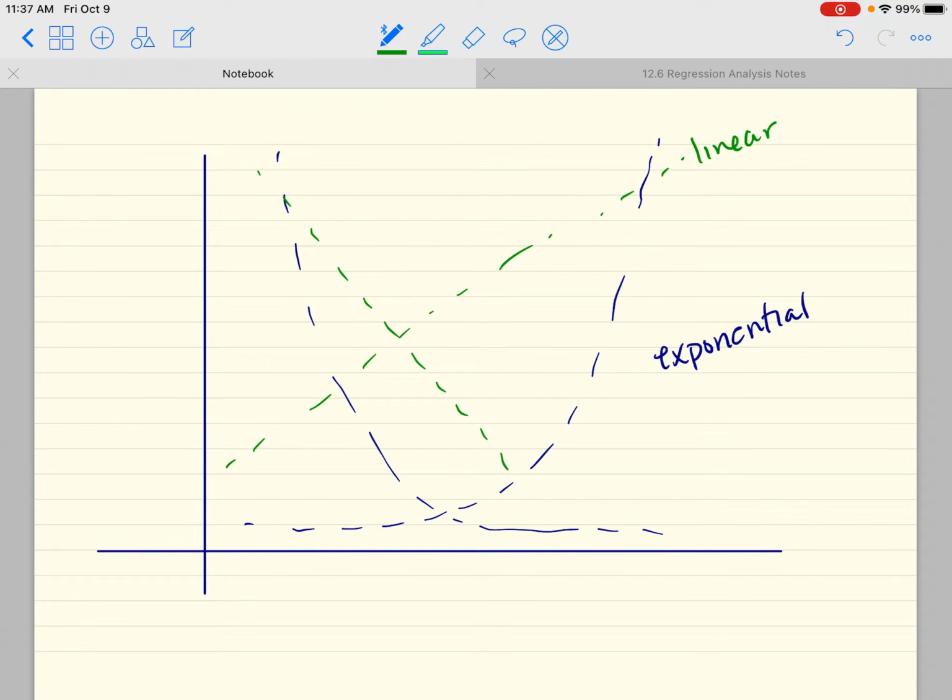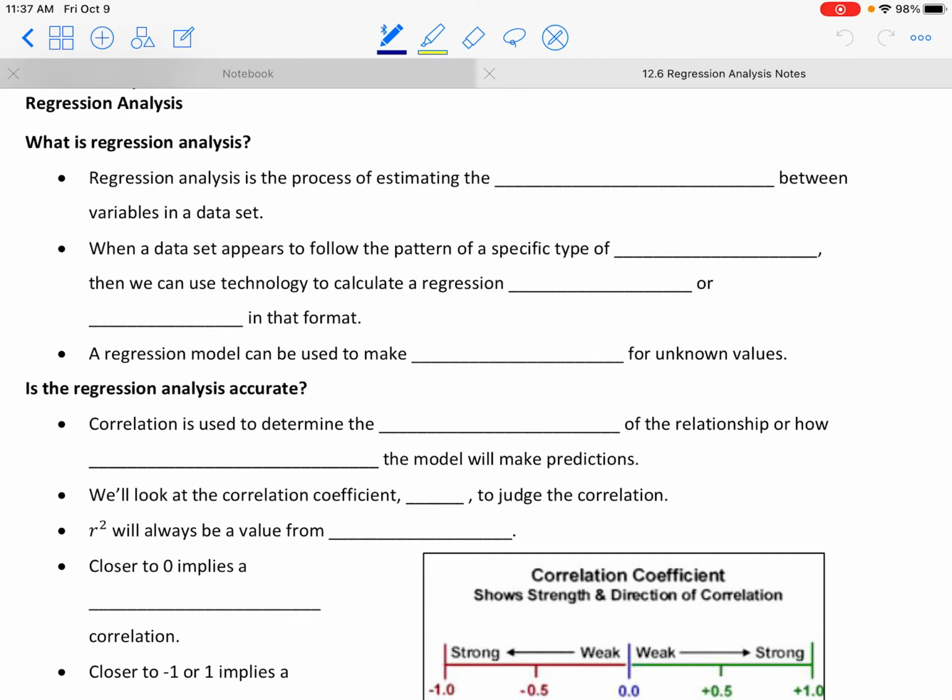And when we calculate an equation of best fit, we are calculating what we call a regression model or regression equation. So the topic that we're looking at today is called regression analysis. Regression analysis is the process of estimating the relationship between two variables. Like, what's the relationship between height and shoe size? Is it a positive linear relationship? Is it a negative exponential relationship? What kind of relationship exists there?